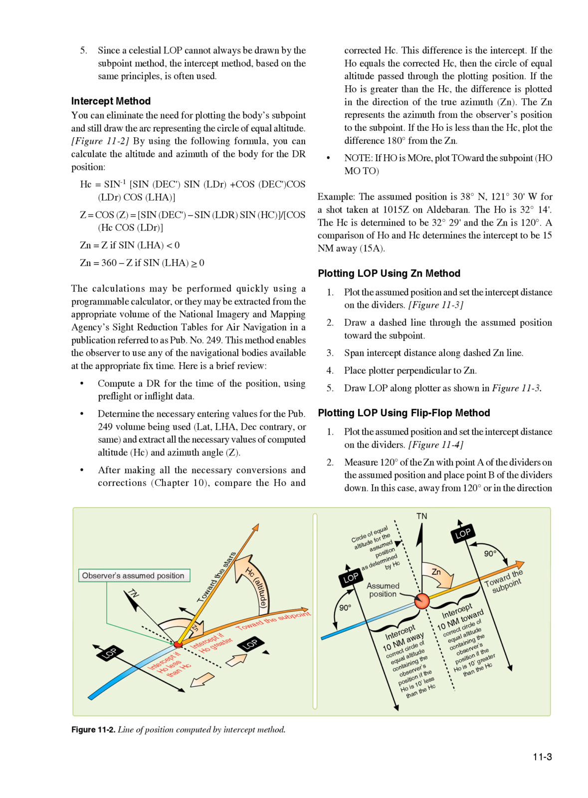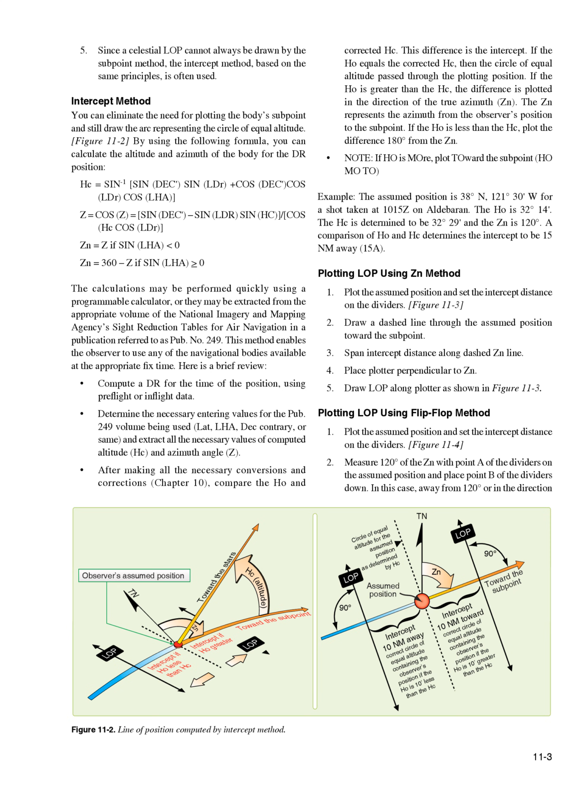Plotting the LOP using the Zn method. 1. Plot the assumed position and set the intercept distance on the dividers, figure 11.3. 2. Draw a dashed line through the assumed position toward the subpoint. 3. Span the intercept distance along the dashed Zn line. 4. Place the plotter perpendicular to Zn. 5. Draw the LOP along the plotter as shown in figure 11.3.